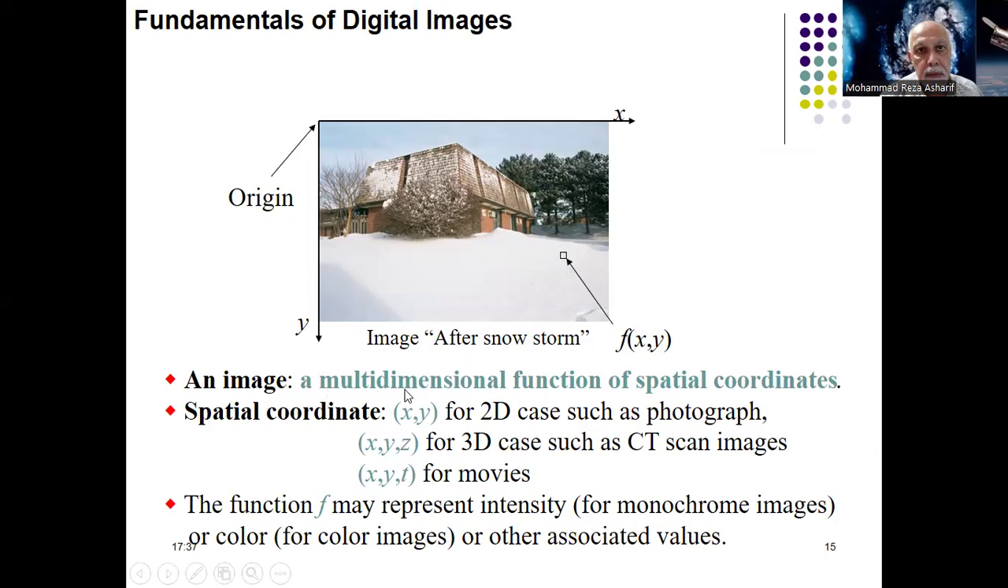An image is a multidimensional function of the spatial coordinates. Spatial coordinates x, y for the two-dimensional case such as a photograph, and three dimensions such as a CT scan image. Three dimensions is x, y, z, like a scan of the brain and so on. And 4D is like a movie or TV, x, y, z, and time. The function f may represent the intensity of a monochrome image, or color for a color image.